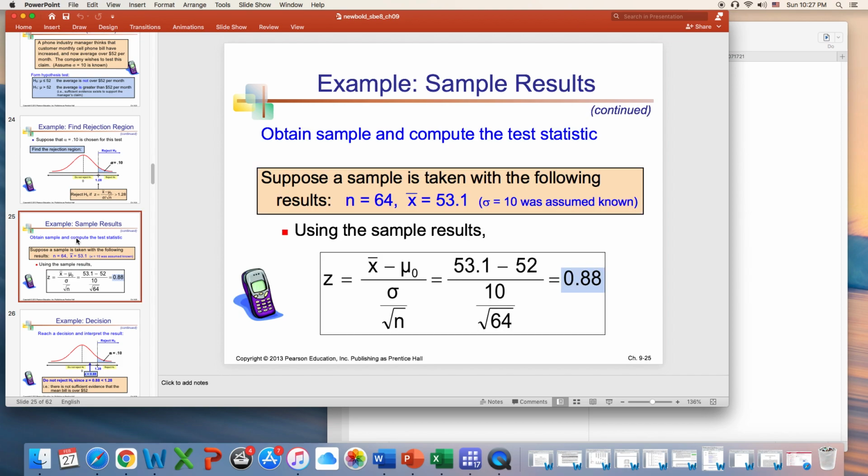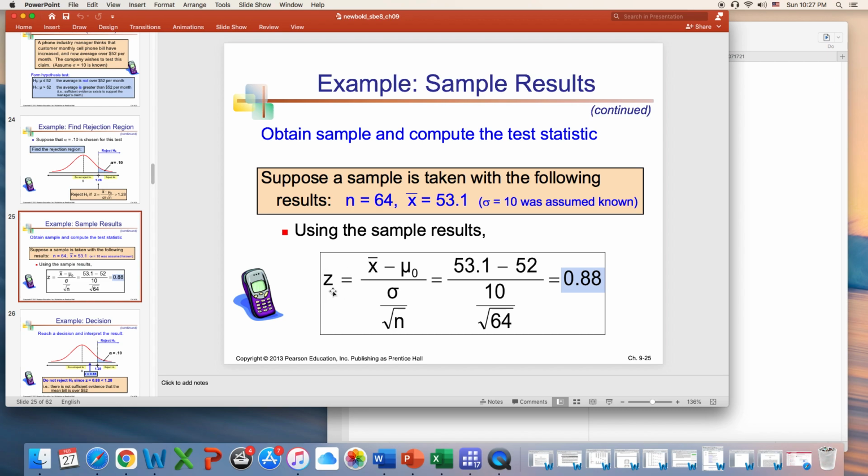So this is a test. You're given some information. You have a sample, where n stands for the sample size of 64 observations. It has a mean of 53.1. We're assuming that we know the standard deviation of 10, and it's assumed to be known because sometimes it's not known, or unknown. And then you want to perform the z-test.